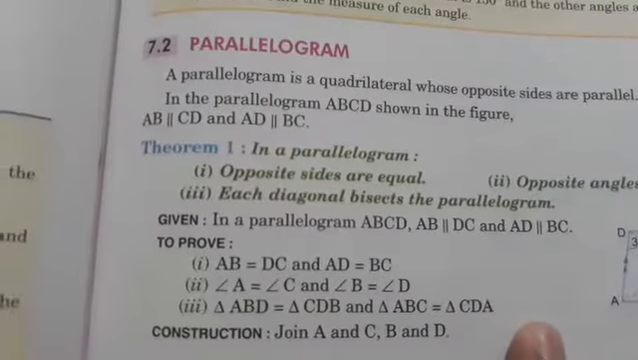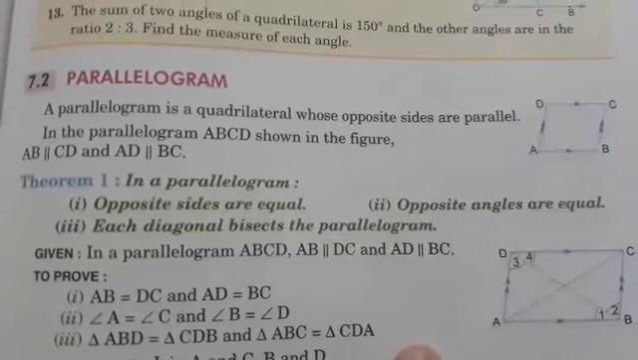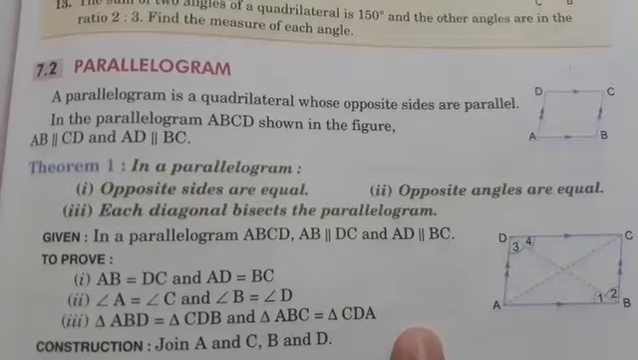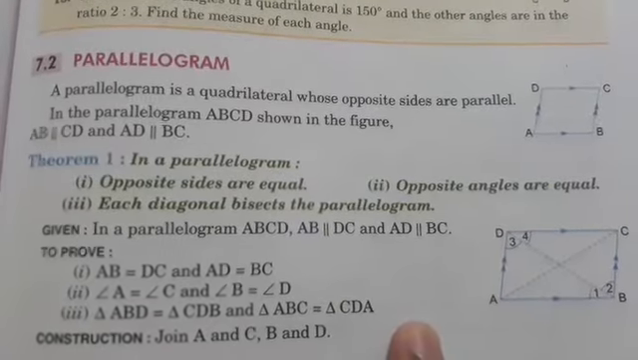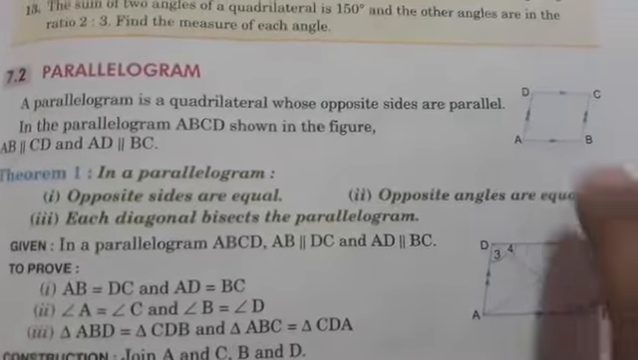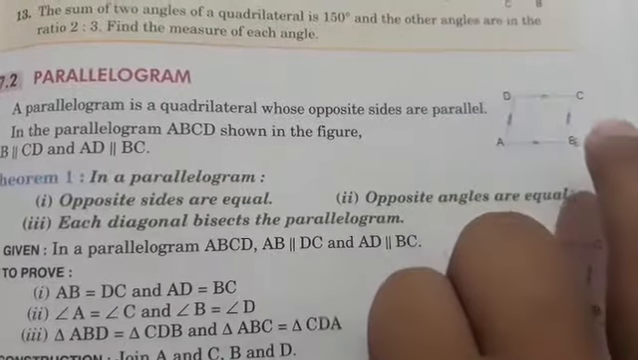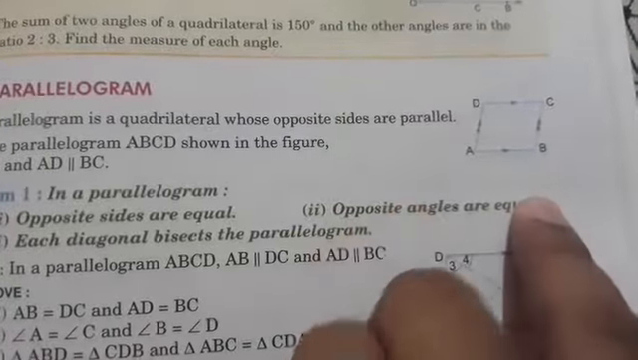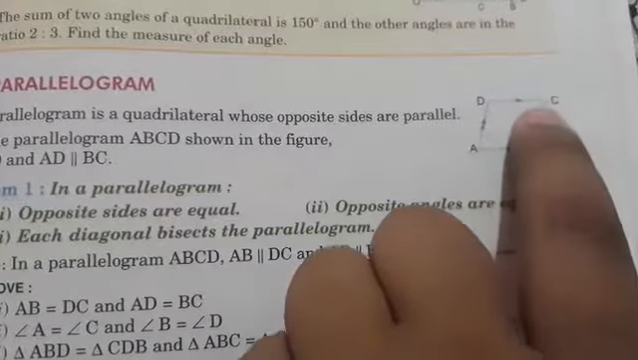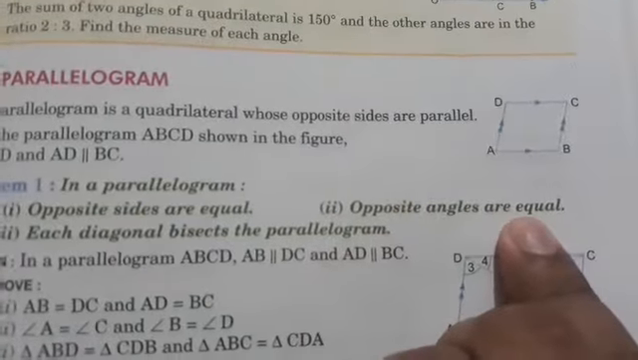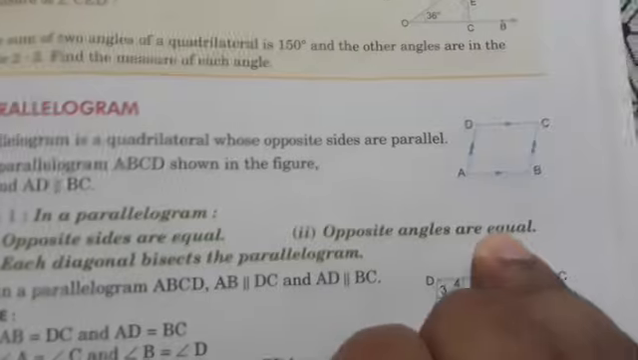Now we see what the properties of a parallelogram are. If a quadrilateral is given, then what is the property by which we can say that this quadrilateral is a parallelogram or not. In a parallelogram, opposite sides are equal. This means that AB is equal to CD and BC is equal to AD. Second property, opposite angles are equal. This means that angle A is equal to angle C, angle B is equal to angle D. And third property, each diagonal bisects the parallelogram.